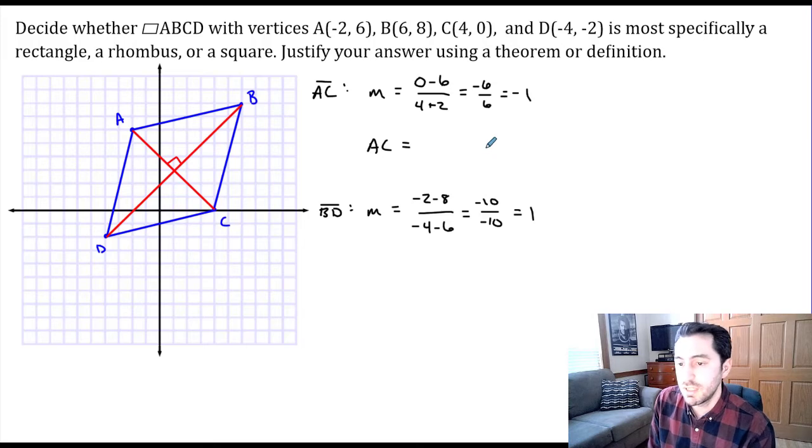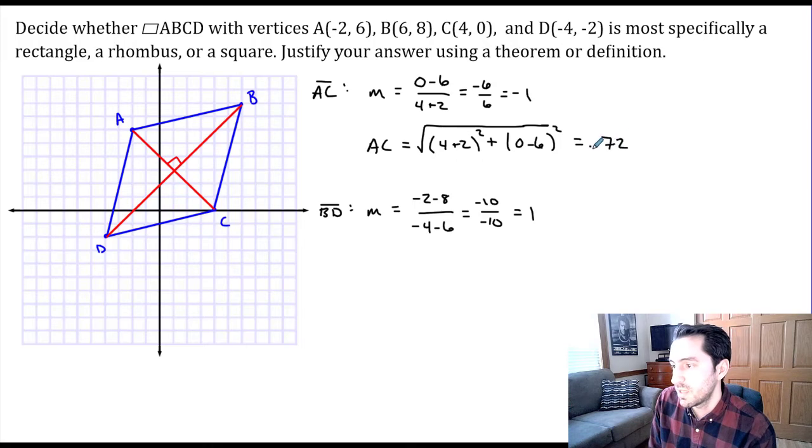So for this, we can use the distance formula. So the distance formula, we subtract the x values. So we have 4 minus -2, so 4 plus 2 squared. Subtract the y values. It's going to be 0 minus 6 squared, and the square root of all of that. So this is going to be 6 squared plus 6 squared, so 36 plus 36, so we end up with the square root of 72. And I'm actually just going to leave that like that, because I'm going to just compare it to what I end up with for BD, so I don't need to get a decimal approximation for that at all.